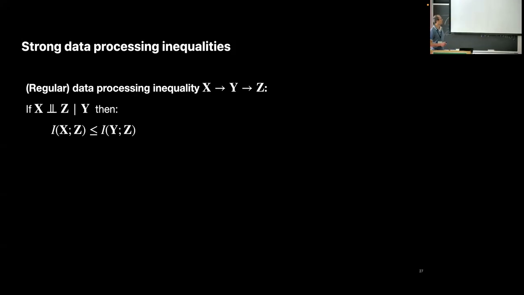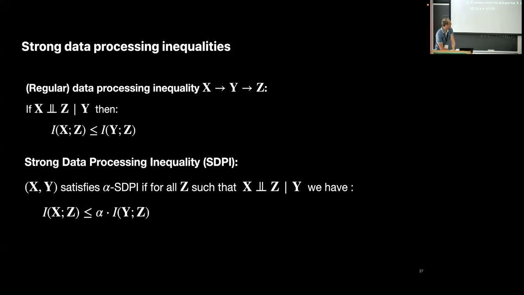Makes sense? We'll be interested in the strong version of it. That is, parameterized by parameter alpha. We'll talk about specific pair of random variables x and y satisfying this alpha SDPI, if for all z's which post-process y, we have that the mutual information that x has on z is at most an alpha fraction, alpha less than 1, of the mutual information that y has on z.